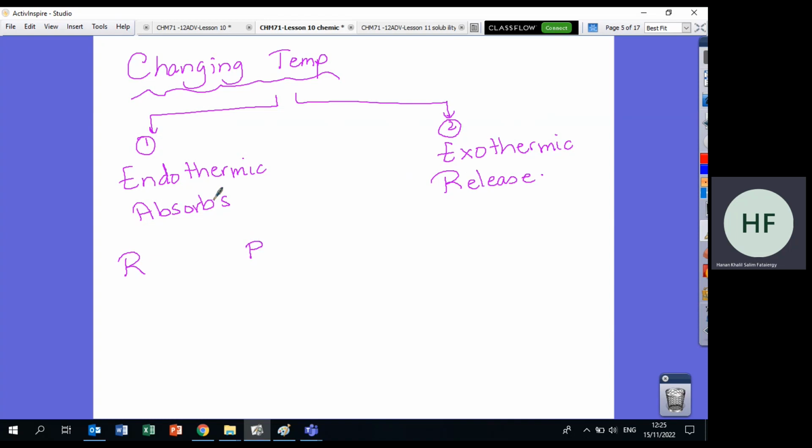In an endothermic reaction, we have the reactants and we have the products. Where do I write the heat? Of course, if it absorbs heat, this means the heat is on the reactant side. Now here heat is released, so I will say reactants give products plus heat.